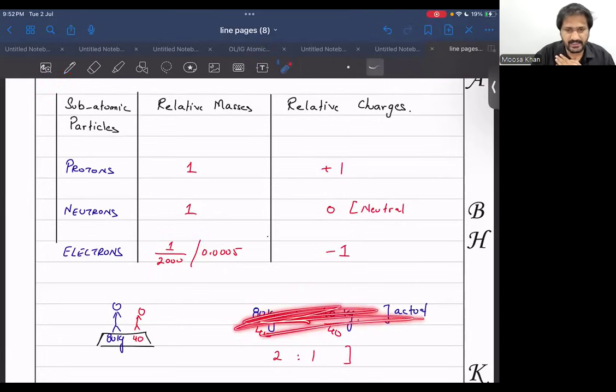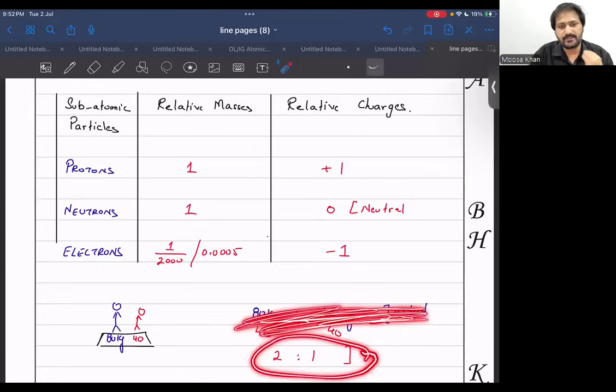Let's say I hide the actual masses, and I just give you the relative masses between my mass and Ali's mass, so you can just compare our masses. आप actual masses नहीं बता सकते हो. आप बस ये बता सकते हो कि Sir Moosa Khan is twice heavier than Ali. That's it.